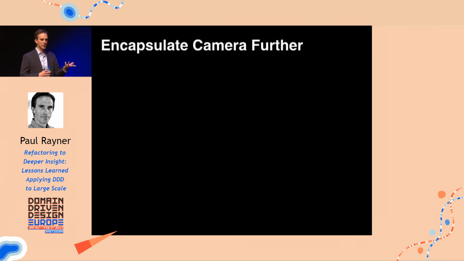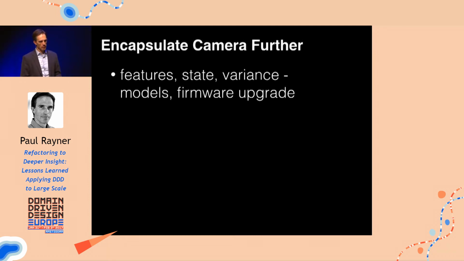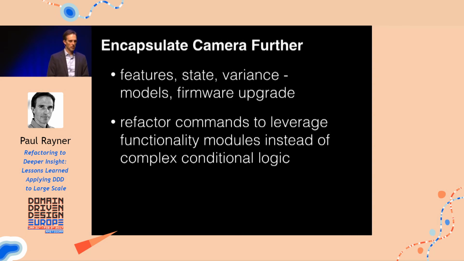So what opportunities did that open up for us? Well, some other things that we considered at that point: maybe we can encapsulate the camera further. Maybe we can take this camera object, which is still a little bloated, and start taking out features, state, and variance amongst the models, because Nexia supports a wide variety of camera models, indoor, outdoor, wired, Wi-Fi. There's lots of variance between those in terms of the state, the capabilities, and the firmware versions and all of that. So this opened up the opportunity for us to move those things out.